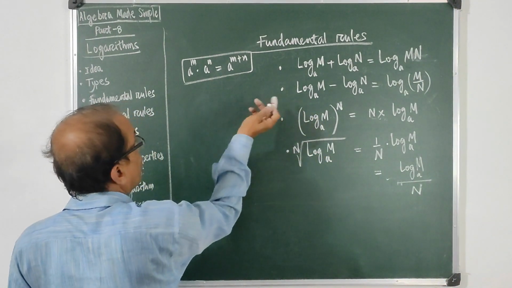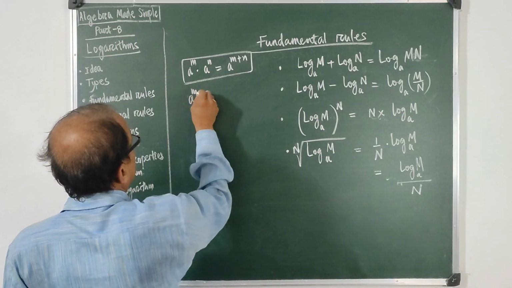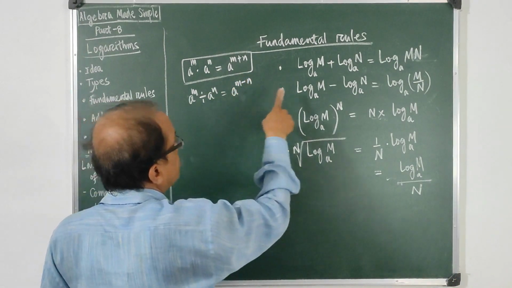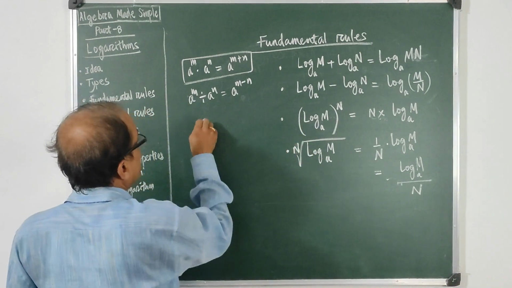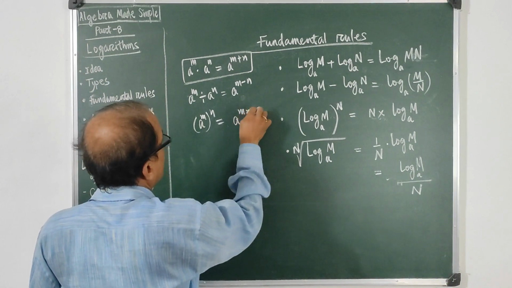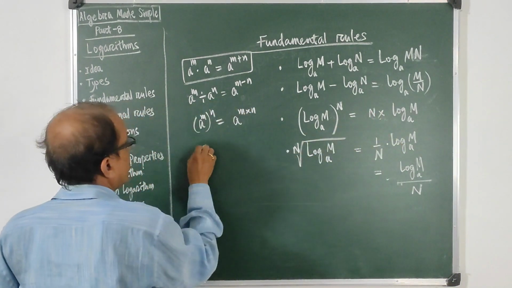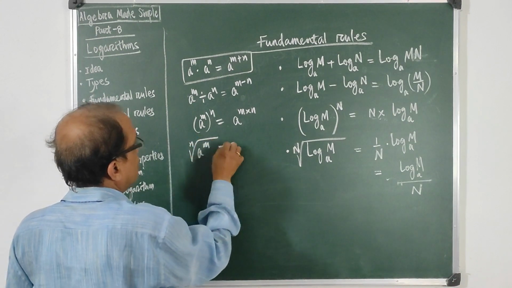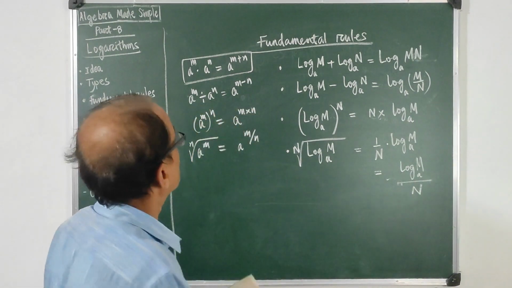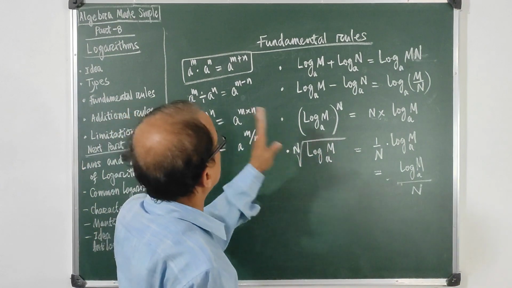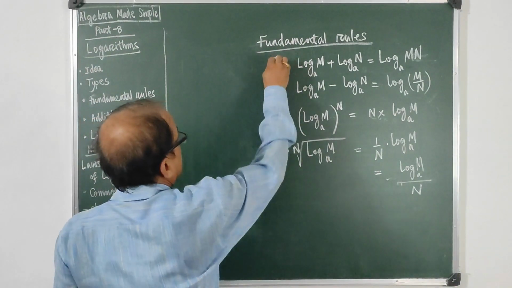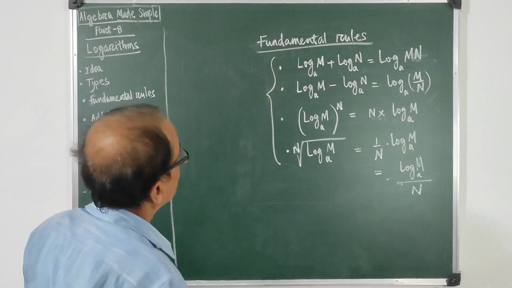So we have the rules of indices accordingly. A to the power m divided by a to the power n is equal to a to the power m minus n. This is looking analogous. Similarly, a to the power m whole to the power n is a to the power mn, or m into n. So this is the product rule, and nth root of a to the power m is a to the power m upon n. This is the division rule. So these rules also count. Just in order that you will understand that these two are interrelated, I mentioned them.